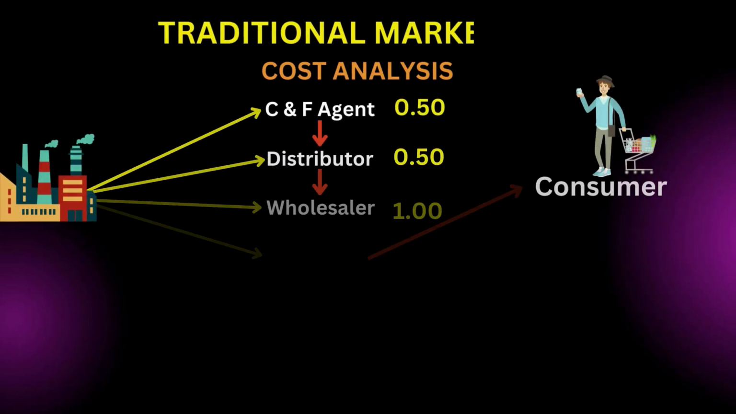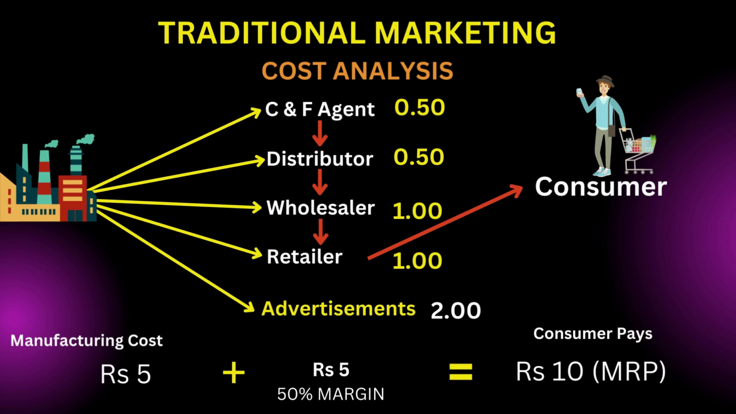Now, if you do a cost analysis, let us say a manufacturing company manufactures a product at rupees 5. It goes to the C&F agent first, who charges a commission of around 50 paisa. Then it goes to the distributor, who also charges a commission of 50 paisa. Then it goes to the wholesaler, who takes a profit of 1 rupee. And then it goes to the retailer, who also takes a profit of rupees 1. And the advertisement charge of rupees 2 is incurred by the company for advertising purposes. So this margin of 5 rupees is borne by the consumer.